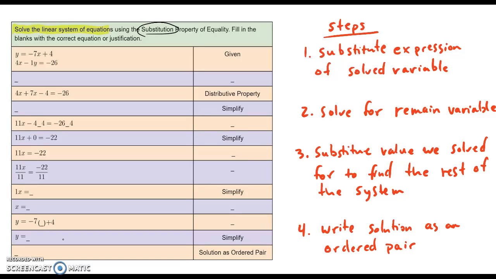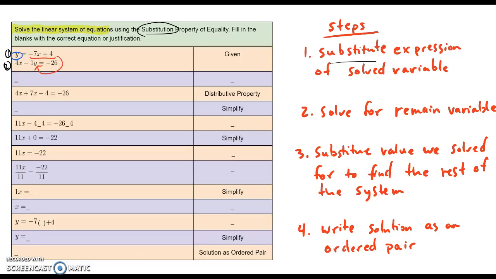So you can see we've got the first two equations given to us. We got y equals negative 7x plus 4, and we've got 4x minus 1y equals negative 26. The reason we have those is they're given to us. So what's the first step that we're going to do? Remember, we're going to substitute the expression of the solved variable. You can see in the two equations that the variable that's solved for is the y in the first equation. So what we're going to do is substitute the expression that it equals, negative 7x plus 4, for y in the second equation.